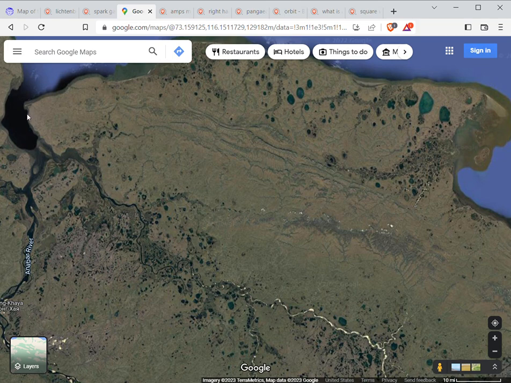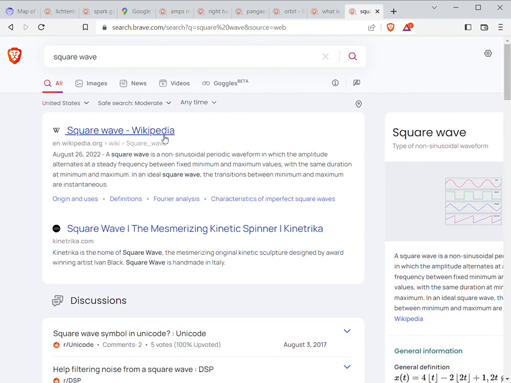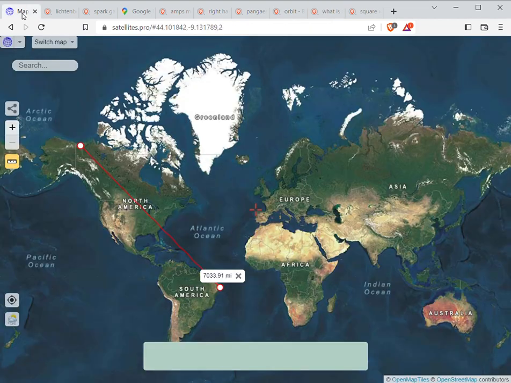You can kind of see there's like, I don't even know how to describe it. These are definitely frequencies. I'm going to talk a little about those here because I didn't talk enough about them. But we're going to talk about square waves too. Let's just come back over to here for the start.